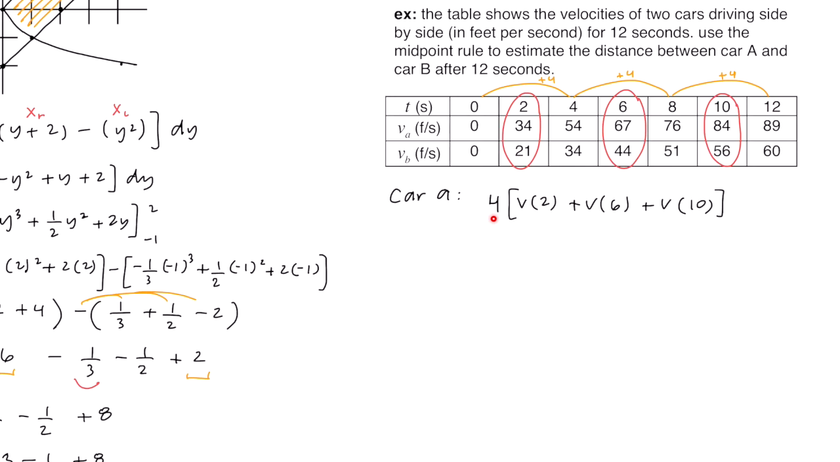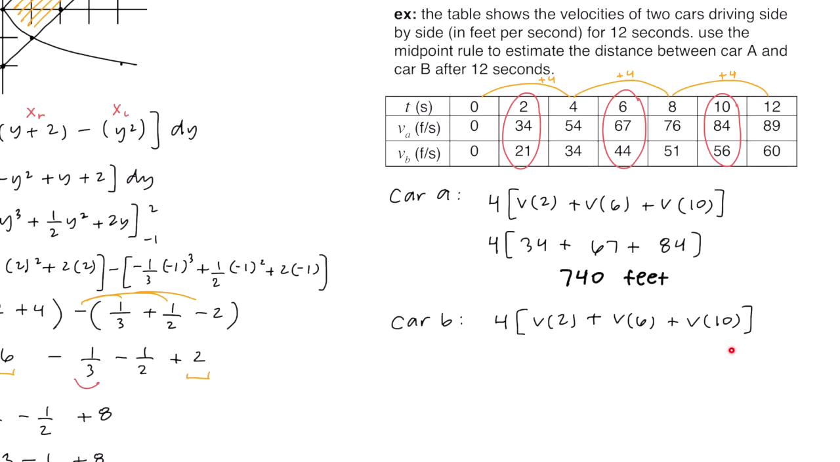So in front we factored out the 4 because the width of each rectangle is 4, and then we have v of 2, v of 6, and v of 10. So from the chart for car A, the velocity at 2 seconds is 34, at 6 seconds it's 67, at 10 seconds it's 84. So you get that car A traveled a total distance of 740 feet.